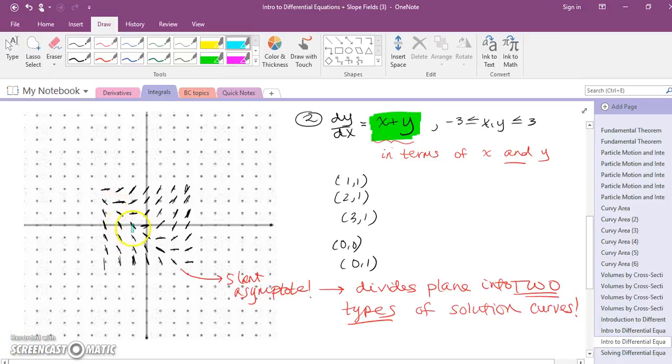Now this one, the patterns took a little bit longer for me to see when I first did this, but you should have realized that all of these points here have a slope of -1, and this is actually going to be a slant asymptote here, which is dividing our plane into 2 different types of solution curves. Your curves cannot go through the asymptote, so it's going to divide it. Hopefully you also notice that all of these points where the x and y were the same but opposite have slopes of 0. So if I were going to sketch solution curves, some of them will look like that, and some of them will look something like this.